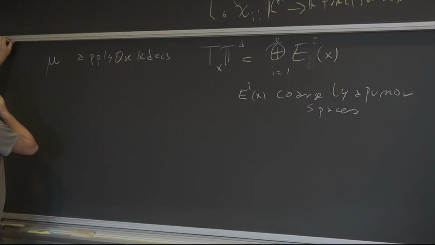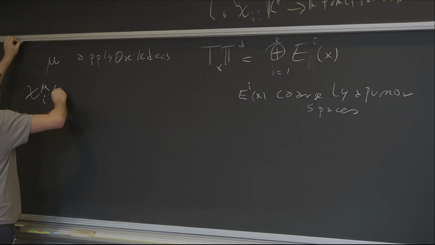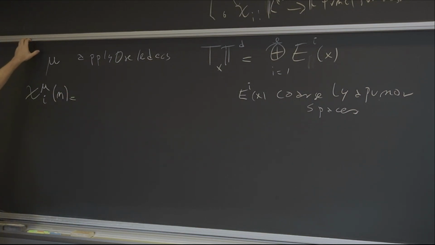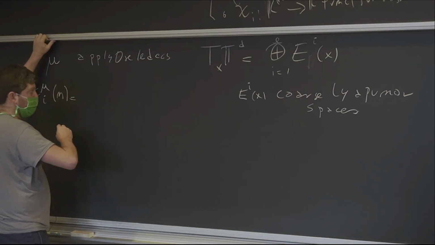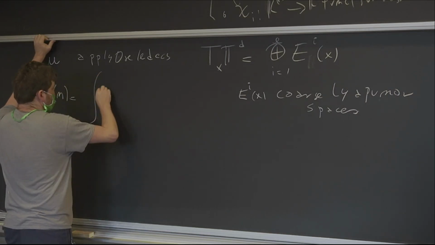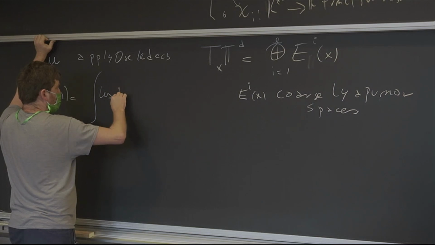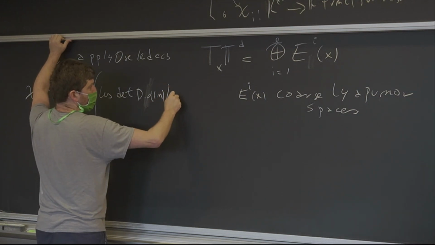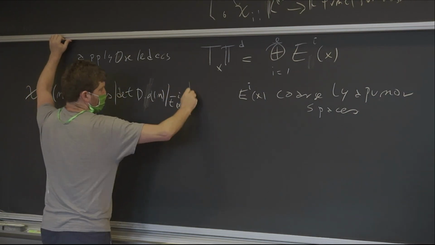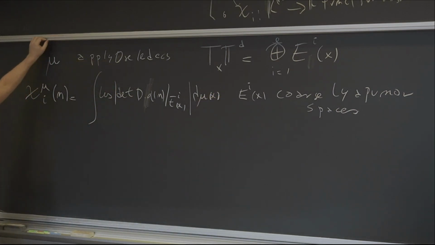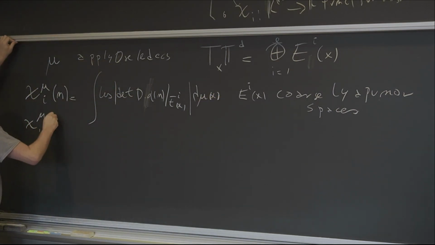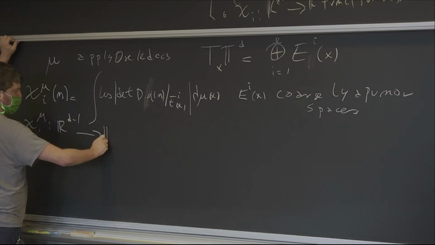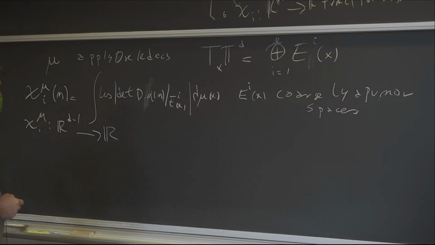And we have this chi_i^mu of n, which I can use as a definition of this chi_i of n without much of a problem. It will be equivalent to all the other definitions we have discussed, as the integral of the log of the determinant of alpha n restricted to this E^i of x, d mu of x. And this is a functional, which actually extends to R^{d-1} as a functional.